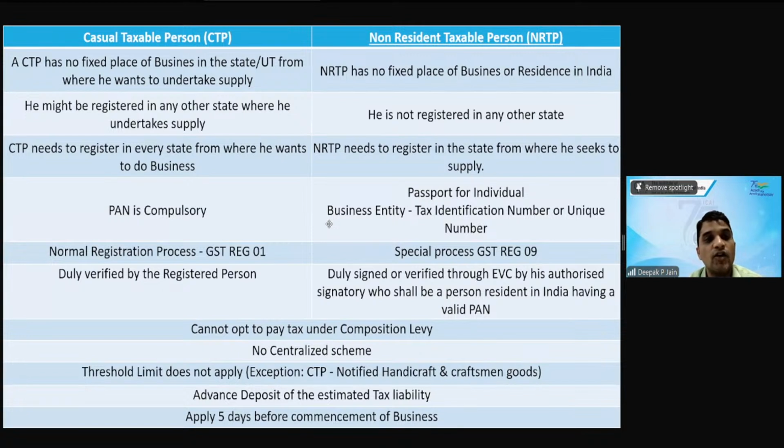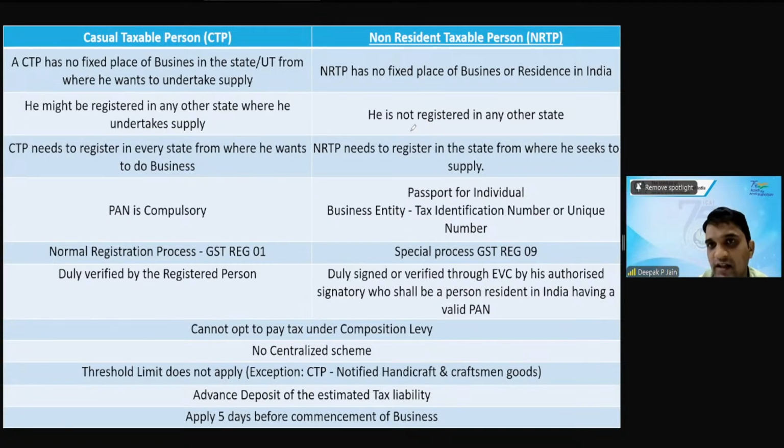A CTP has no fixed place of business in a state or union territory. Yes, this we know that he is not having a fixed place of business in a state or union territory from where he wants to undertake supply. NRTP has no fixed place of business or residence in India. He might be registered in any other state where he undertakes supplies. He may be registered in any other state, not in that state where he wants to supply, because if he would be having a registration already in that state, he will not take a CTP registration.